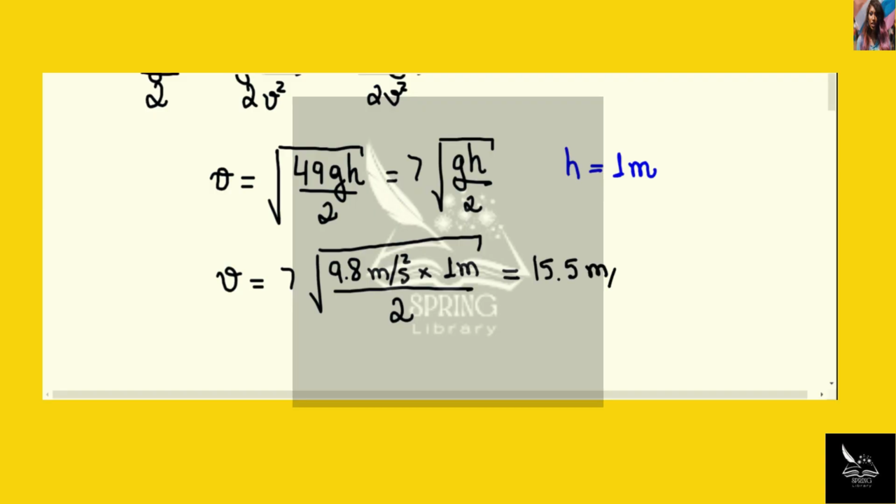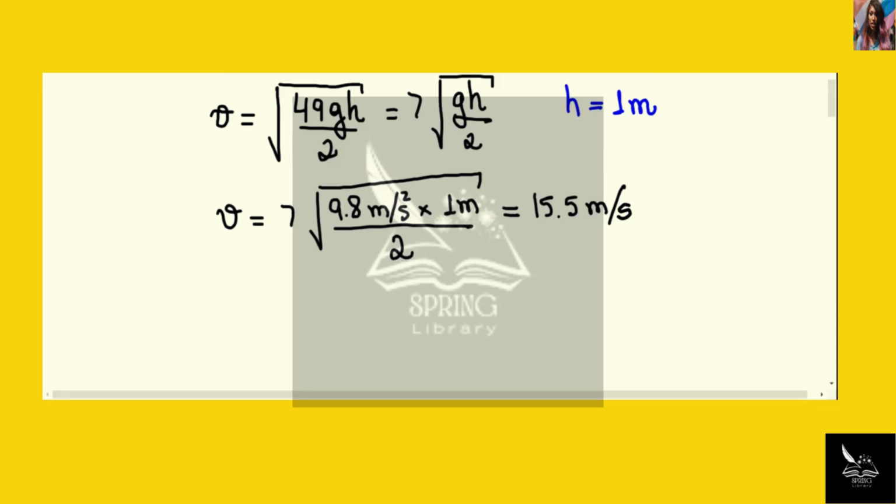15.5 meters per second. And this is much faster than a human being can walk. This is actually more than 50 kilometers per hour. So in order for the range to be 7 times the height, the person would have to have a speed that's much greater than the speed that the human body can achieve. So for that reason, it is not possible for the range of the ball to be 7 times the height.